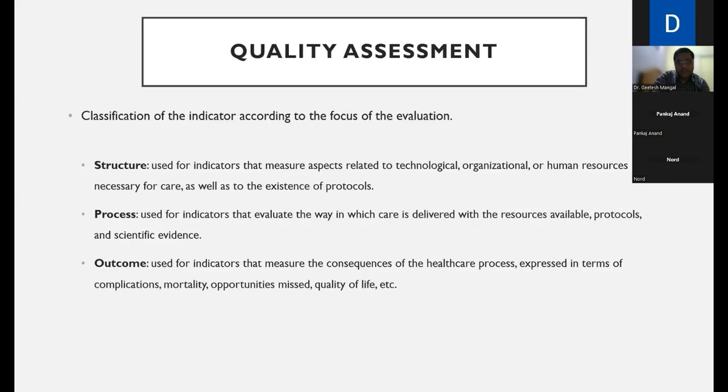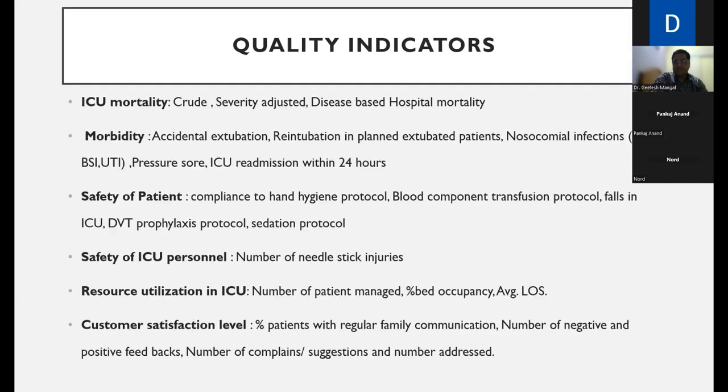Now coming on to the quality assessment of ICU care. There are a lot of indicators which are classified according to the focus of evaluation. So there are structure related and outcome related indicators. This is an example of a few indicators we commonly use to assess the quality of ICU care. Mortality related indicators, morbidity indicators like accidental extubation, reintubation, nosocomial infections. Then safety indicators such as compliance to hand hygiene, blood component transfusion protocol compliance, falls in ICU, sedation protocol compliance. So all these are for safety of the patient.